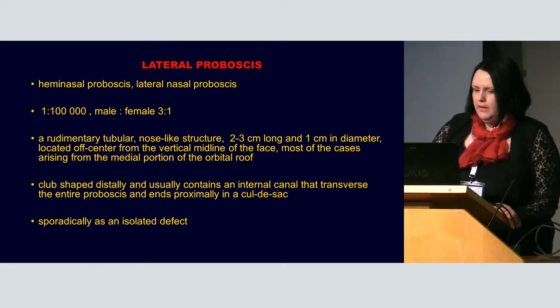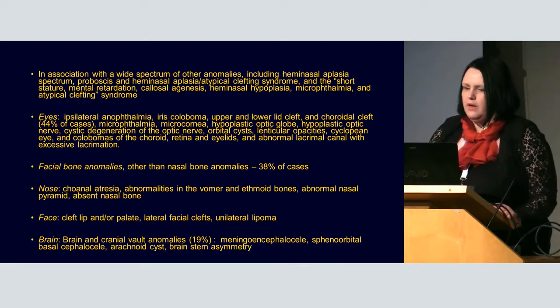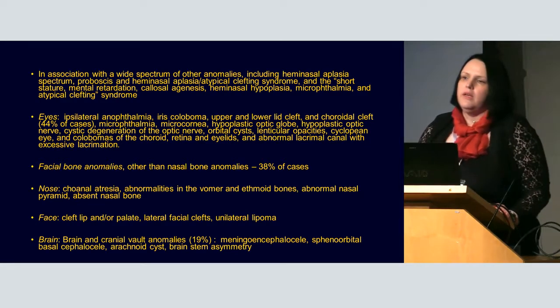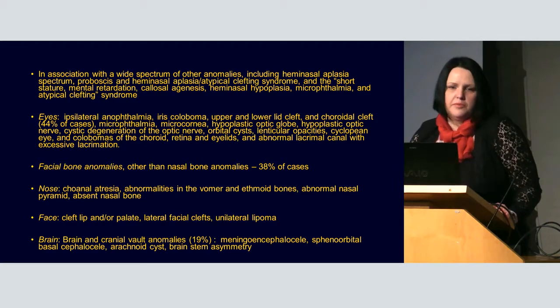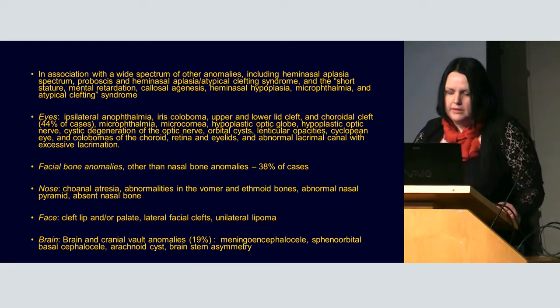It is club-shaped distally and usually contains an internal canal that traverses the entire proboscis and ends proximally in a cul-de-sac. Sporadically it is an isolated defect, but usually it is seen in association with a wide spectrum of other abnormalities, especially of the cranial parts, involving the eyes, the facial bones, the nose, the face, and the brain. In our case, the baby boy had absolutely normal neurological development, but he has only 1 kidney.